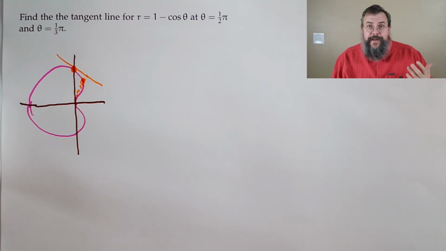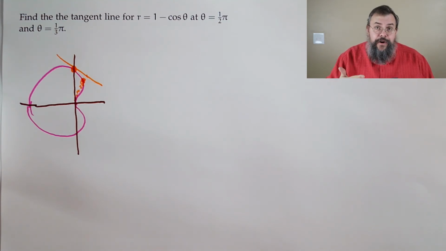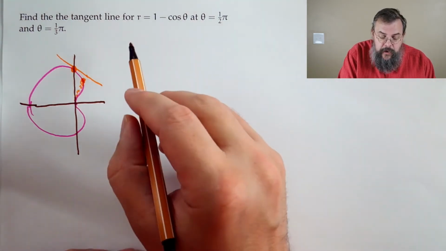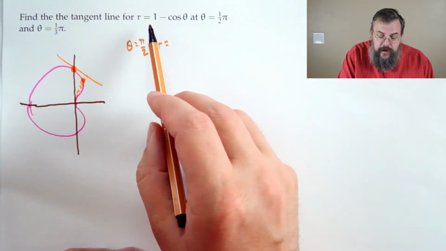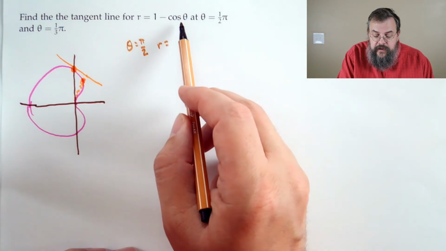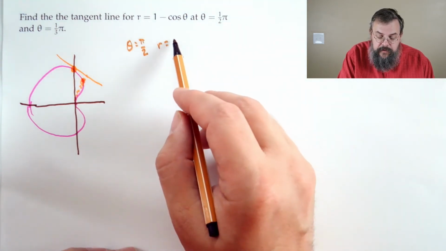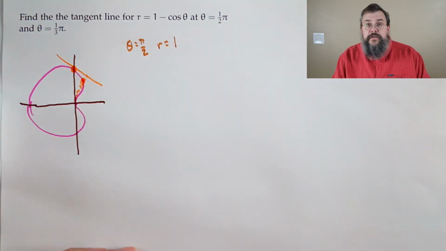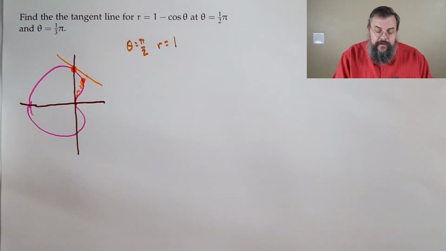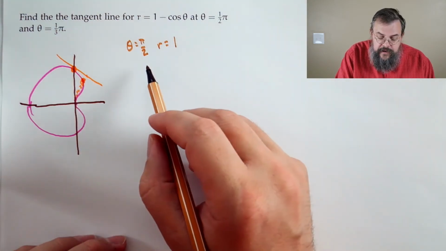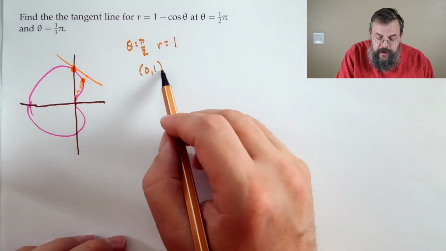So how do we go about finding our tangent lines? Well, what we need to do is find ourselves points and slopes. So let's start with pi over 2. At theta equals pi over 2, we can plug in for r. r equals 1 minus cosine of pi over 2. So that really says r equals 1. Cosine of pi over 2 is 0. So now we know our point. In fact, even if we didn't know how to convert, we would be great, because look, that says go up a distance of 1. So this really corresponds to the point (0, 1).